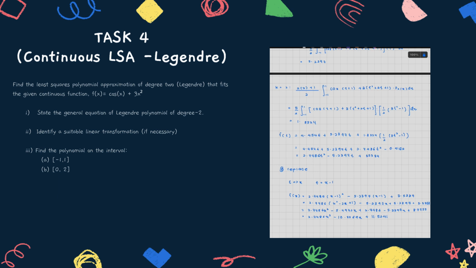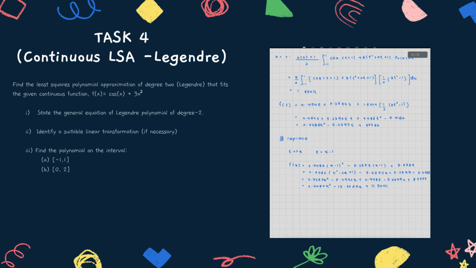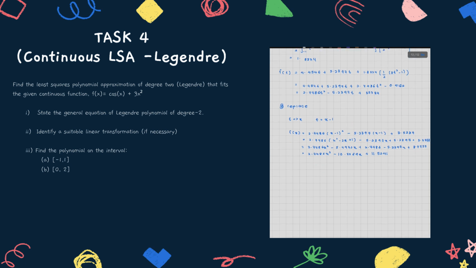So this is the last answer after we get all the answers for K, which is 2.7486 t squared minus 5.2397t plus 3.5354. As we can see here, we didn't use the x, we use t, so we need to replace t with x, so we need t equal to x minus 1. So we need to replace, and the last answer is 2.7486x squared minus 10.7369x plus 11.5241.